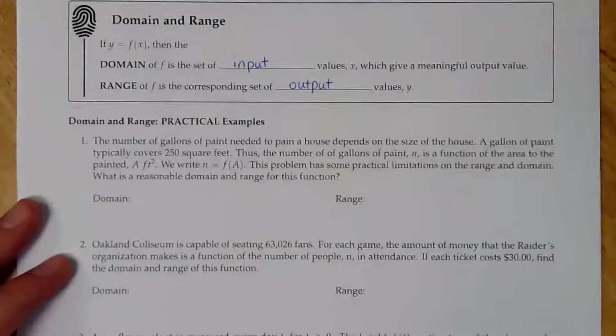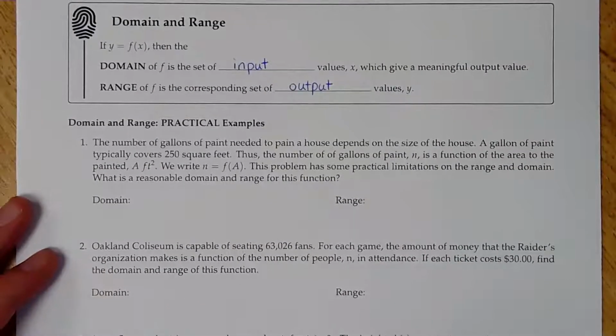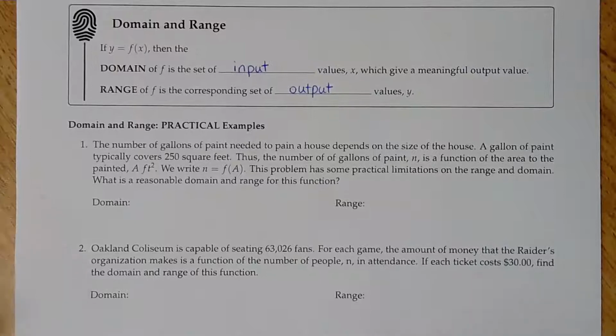The number of gallons of paint needed to paint a house depends on the size of the house. A gallon of paint typically covers 250 square feet. Thus, the number of gallons of paint N is a function of the area to be painted, which we represent with the capital letter A, in feet squared. So we would write N is equal to f of A. This problem has some practical limitations on the range and domain. So what would be reasonable for those?